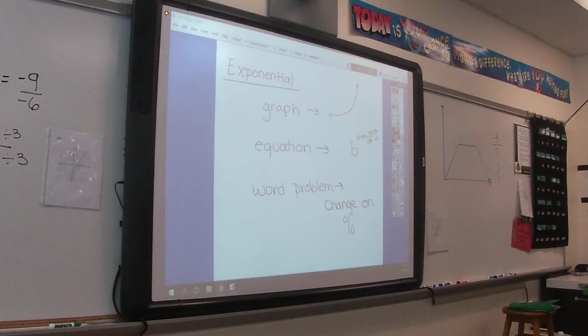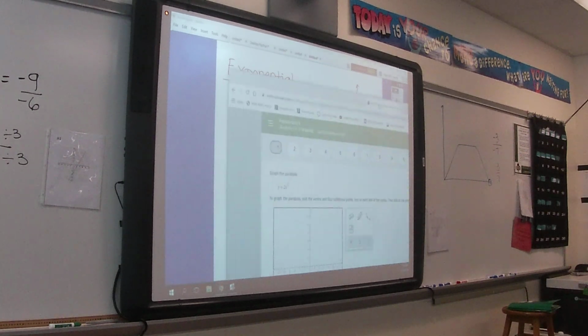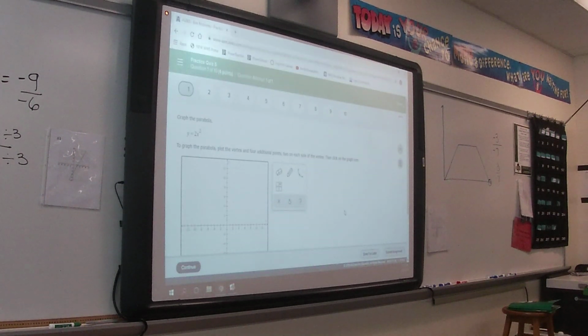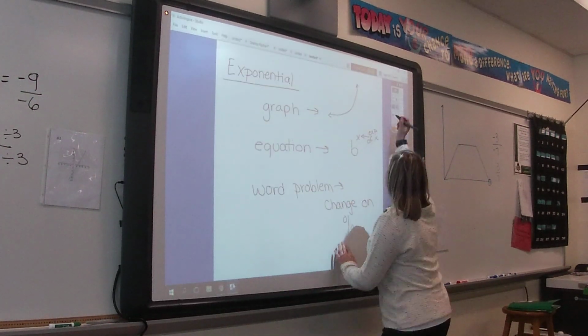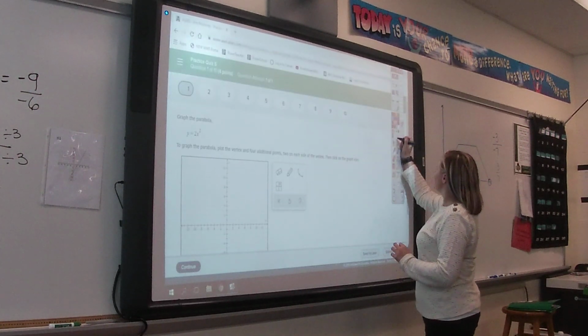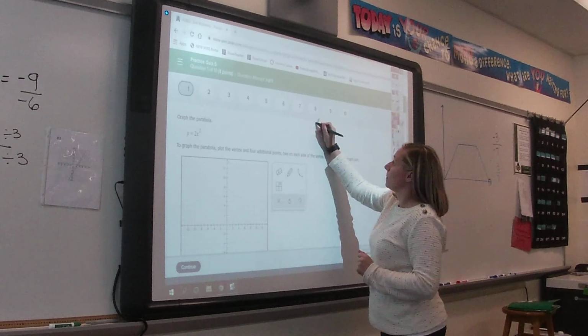So when we are looking at practice quiz 5, sorry, this is running like a turtle. Okay, so I'm going to go through like I usually do, and I'm going to give you those steps of how you should start. So y equals 2x squared. We look at this problem. This is number 1 from your quiz.